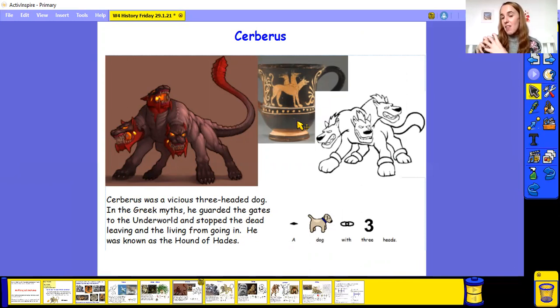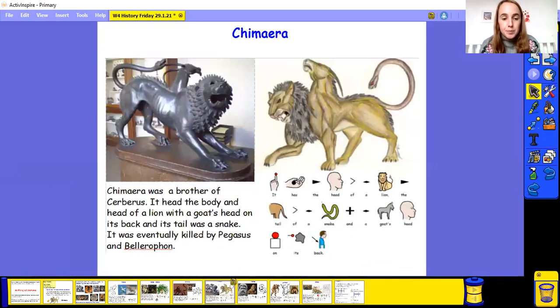And Cerberus sat there so the dead couldn't escape and get back into the world, and so living humans couldn't get into the gates. And he was known as the Hound of Hades because he was Hades' dog. So he's seen as Hades' pet, and Hades, as we know, is the god of the underworld. So when you see a dog with three heads, it is Cerberus. He is very scary.